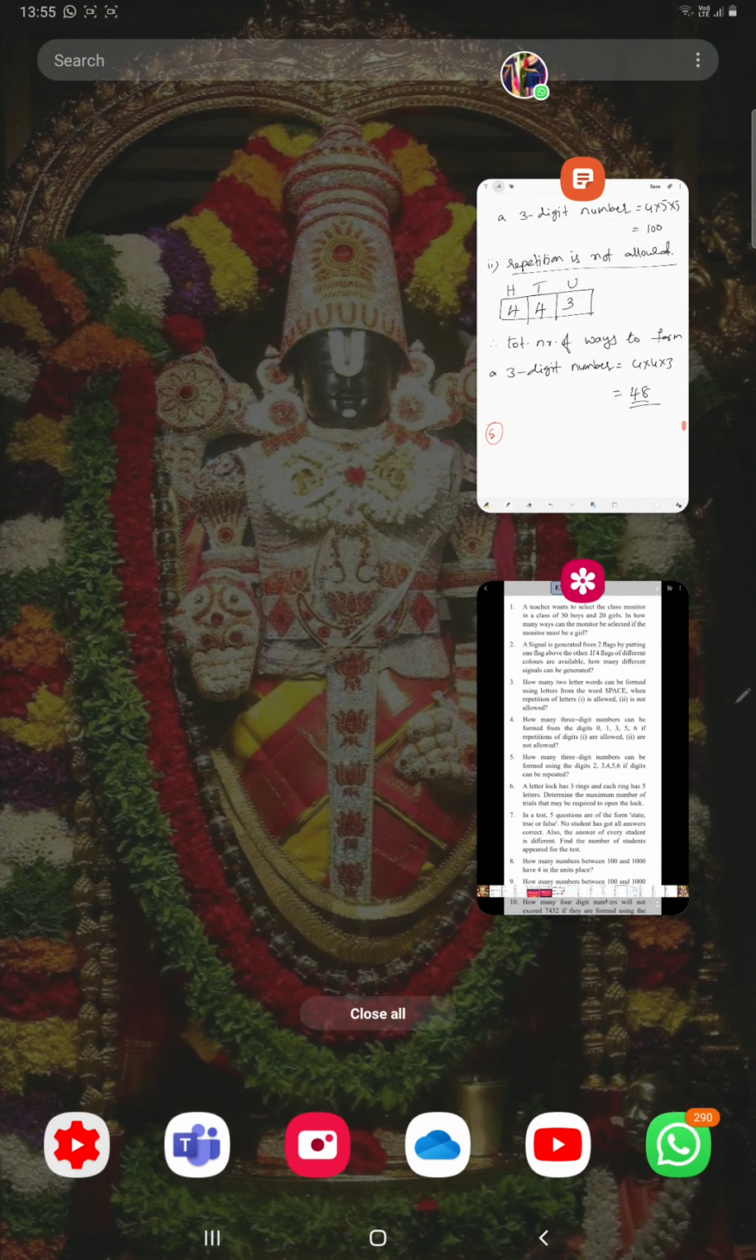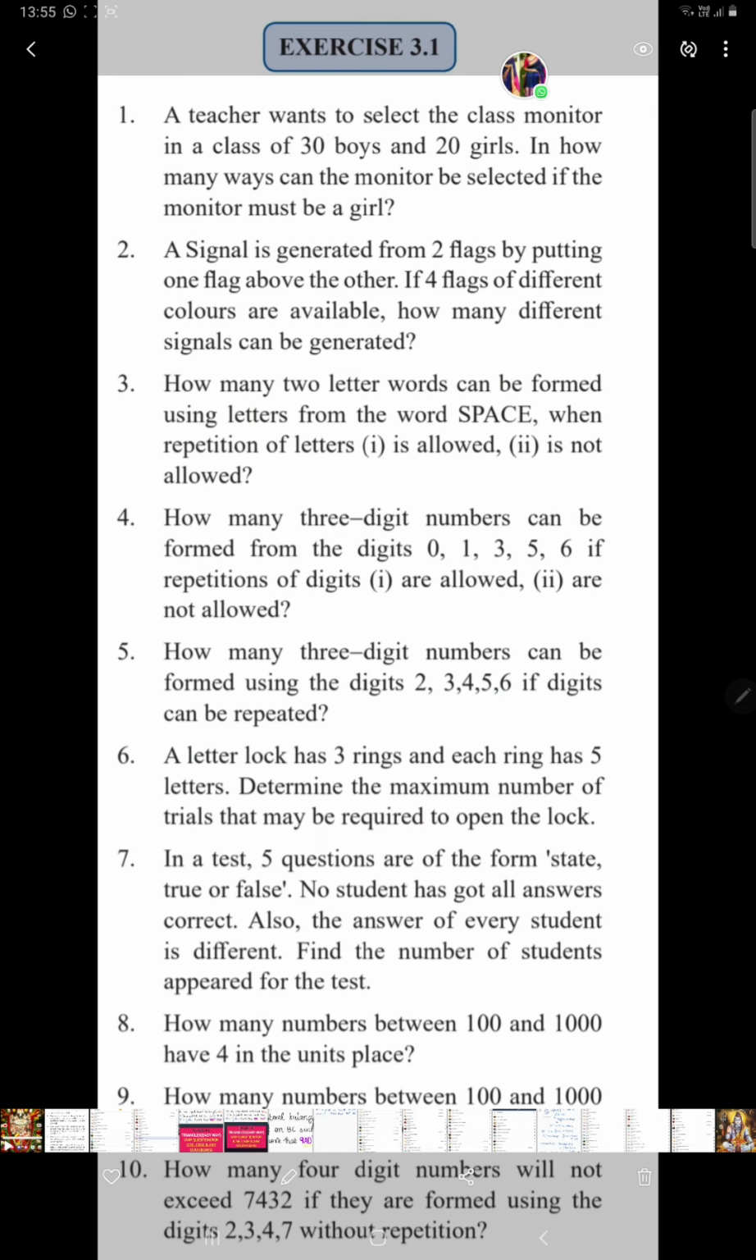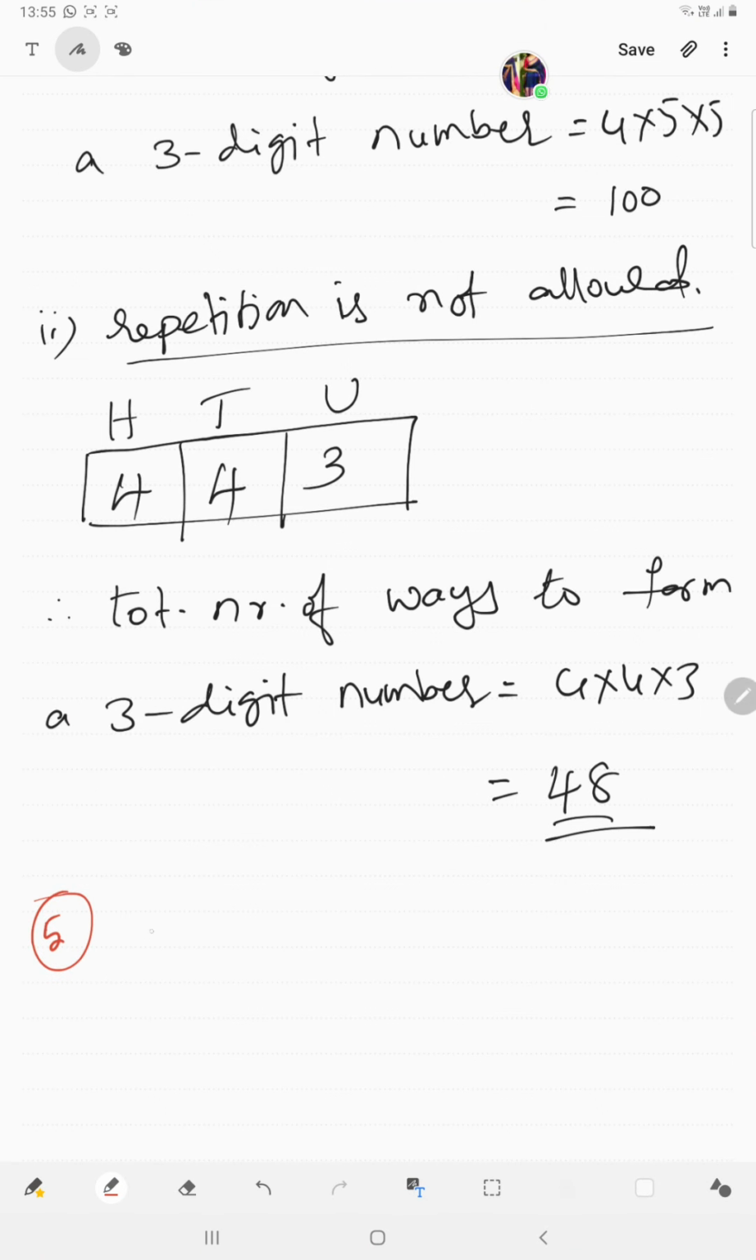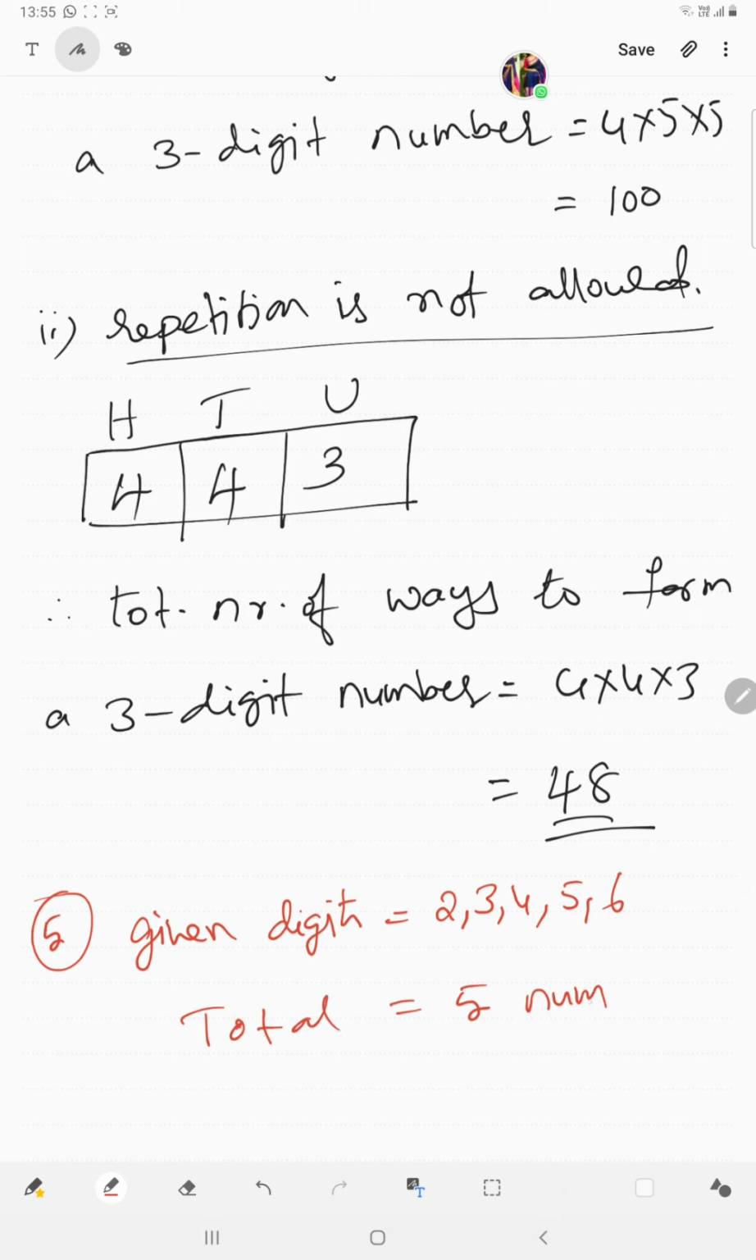5th question. How many 3-digit numbers can be formed using the digits 2, 3, 4, 5, 6 if digits can be repeated? So here only single option. We can use any number any times, but we have to form a 3-digit number, that's it. The given digits are 2, 3, 4, 5, 6. Total 5 digits.